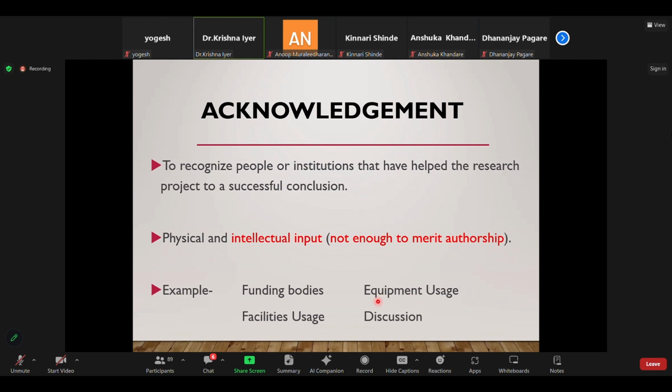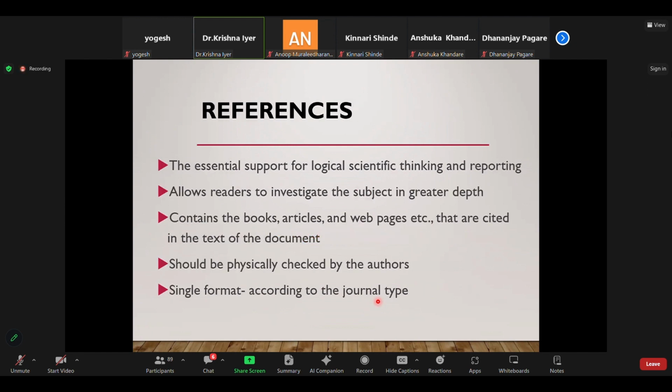So in the acknowledgement, you'll find funding bodies, use of facilities, use of equipment which are not yours, and people who help in the discussion or writing the paper, all being acknowledged. Once you do this part, it ends with what are called the references, which is all the support for the thought processes which have gone into writing the paper. It also allows readers to go back and investigate whatever you have said in greater depth, for two reasons.